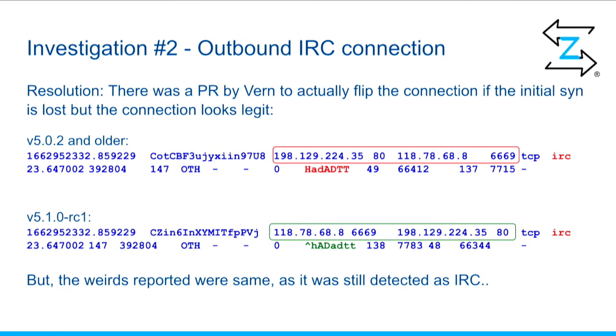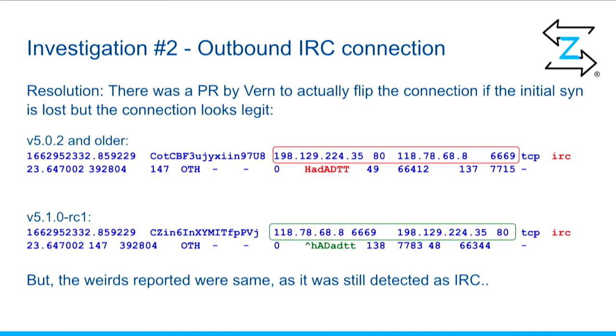So here are the two snippets. In the first one, you can see the first connection, for 5.0.2 and older, where the connection is reported as outbound with the history starting with a capital H. And then in the second one, when I tested, Zeek actually flipped the connection, which is good because this is what was happening. Zeek didn't see the SYN packet, and it should have flipped the connection. So in the second one, you can see that it is an inbound connection.